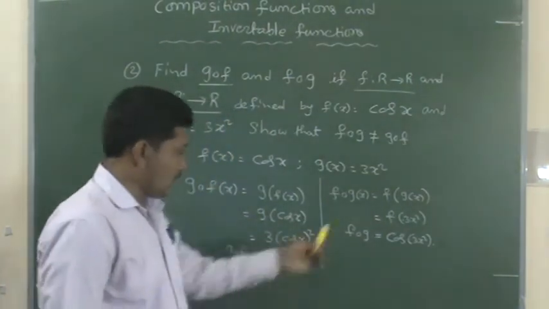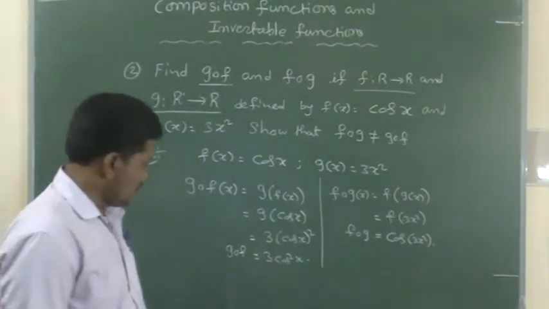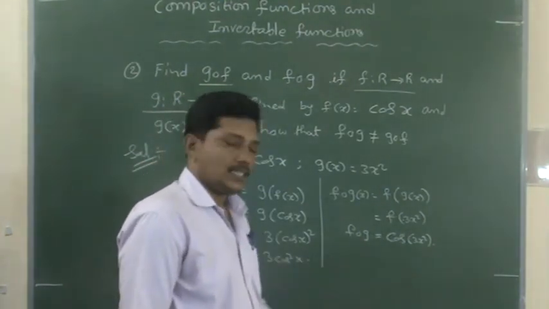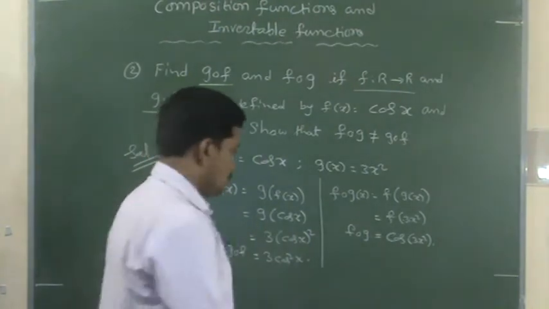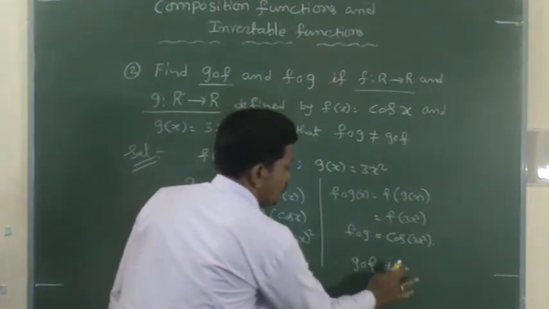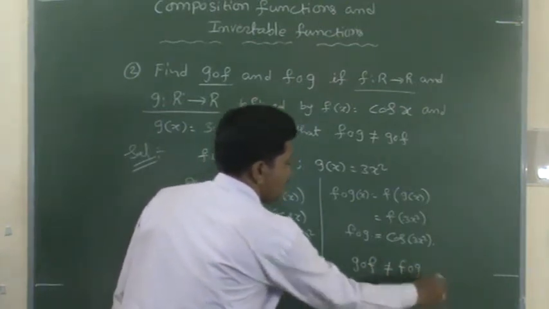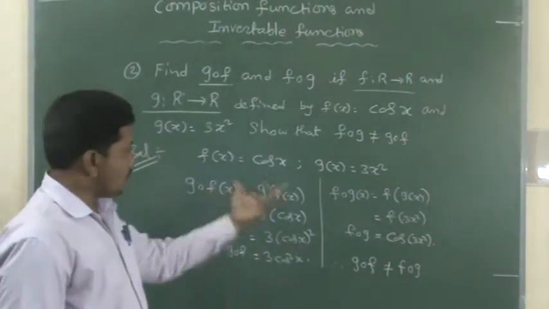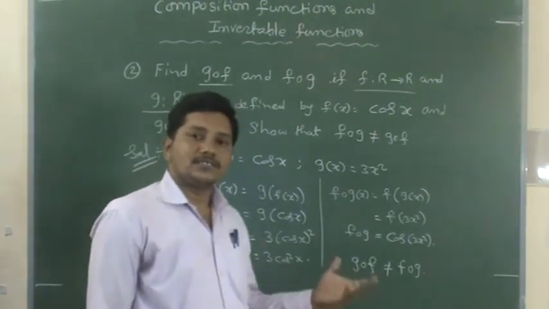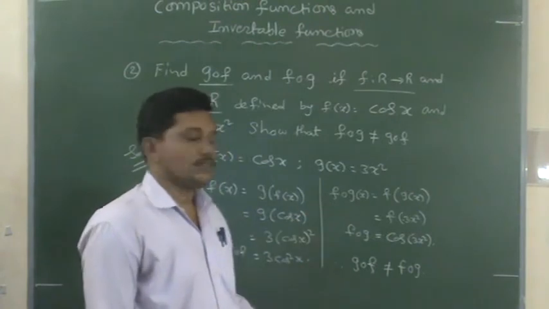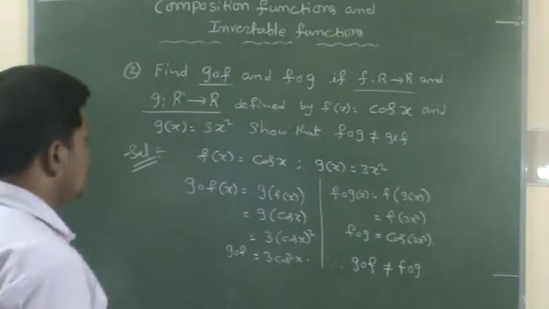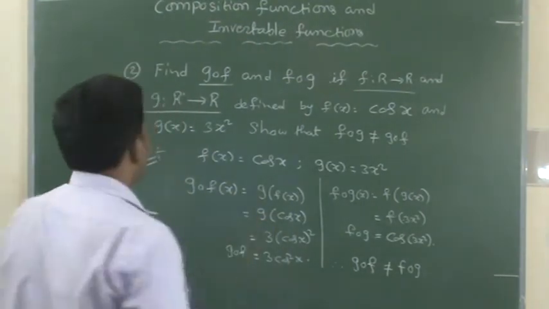So this is your f circle g. Now tell me, both are equal? Check it. g circle f is 3 cos square x and f circle g is cos 3x square. Both are equal? No. Right? So therefore, our conclusion: g circle f is not equal to f circle g. So what do we conclude from this problem? It is not always true that f circle g is equal to g circle f. This is the example and very important, they asked in the examination also. Right? Can you understand this? And one more problem like that.